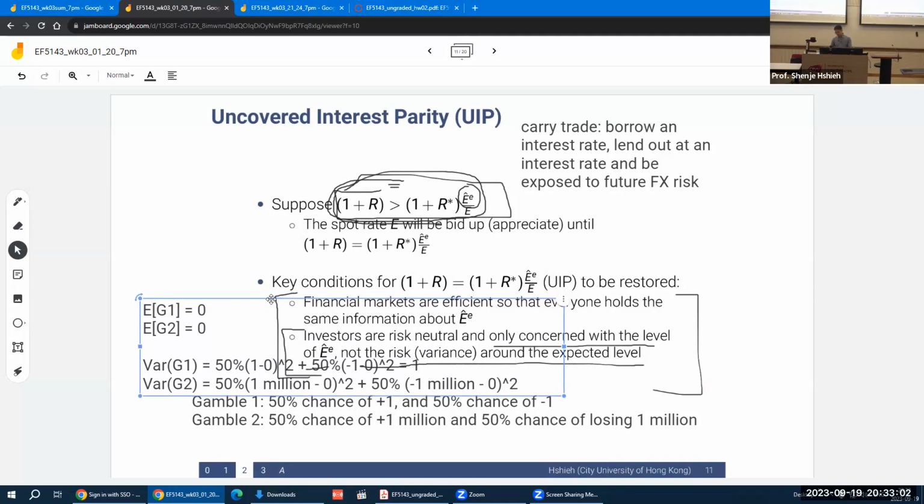So things like, for example, country default risk. That's something we didn't talk about yet, but there are ways to augment UIP to offset it and restore parity for UIP.